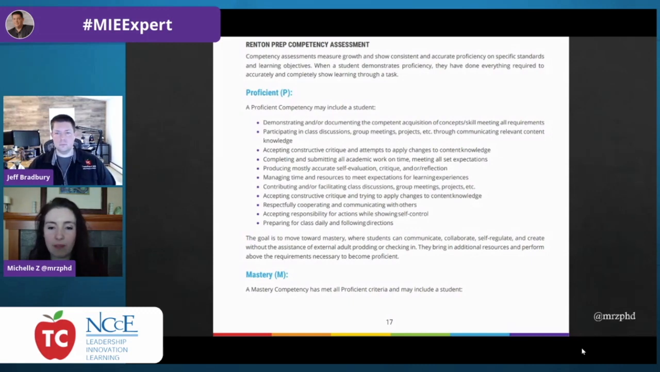And as a couple of the educators and I went through it, we noticed that a lot of these things would still work across distance, like accepting constructive critique, attempting to apply change, being able to produce mostly accurate self-evaluation and reflection. When students are able to do that, they're taking ownership for their learning and being able to say, yes, I was able to complete these tasks.